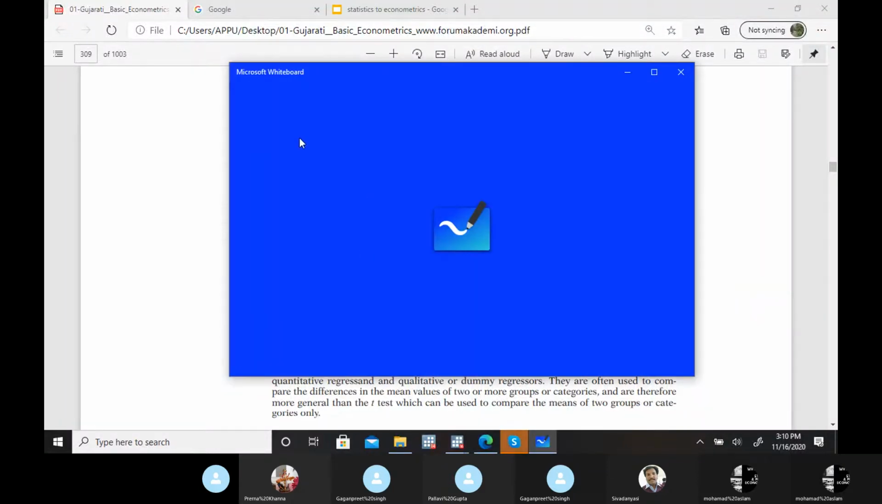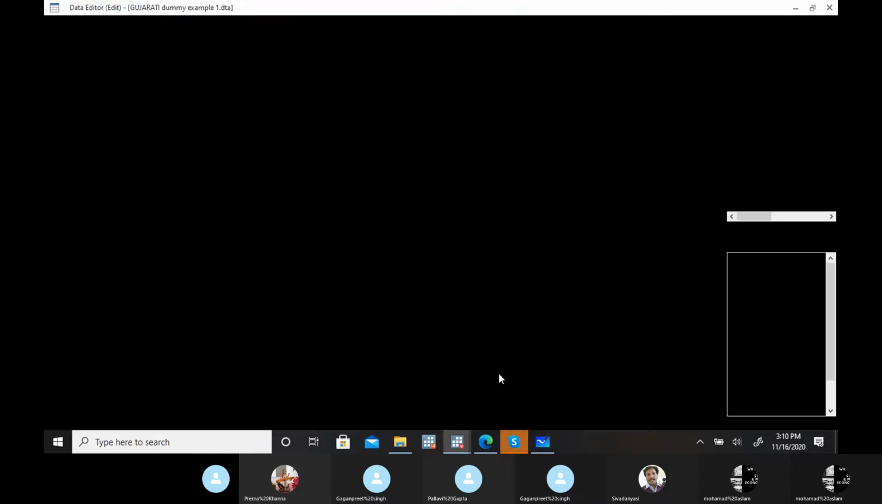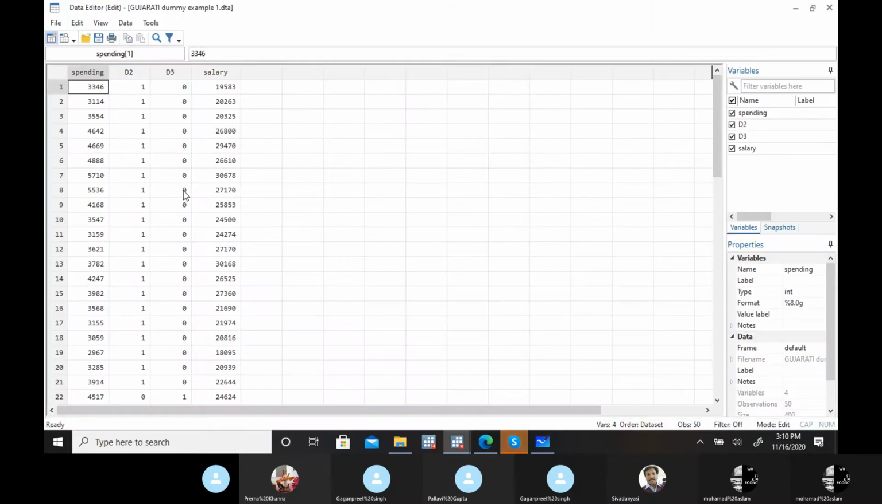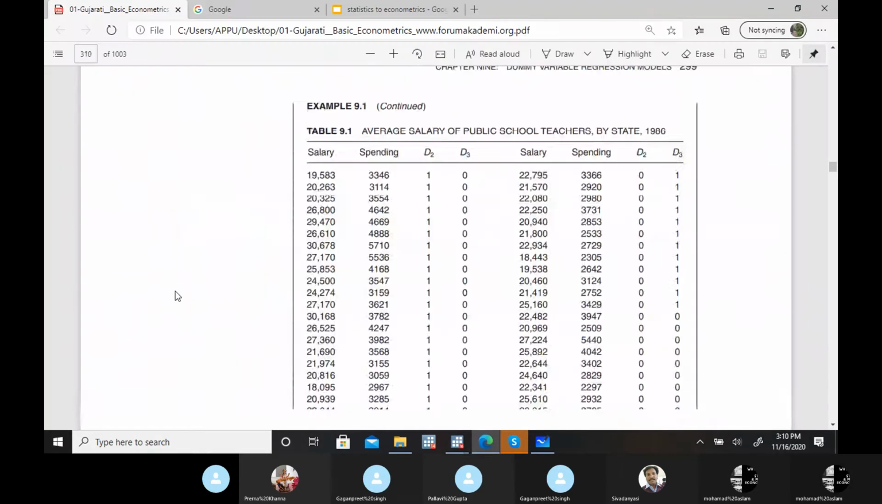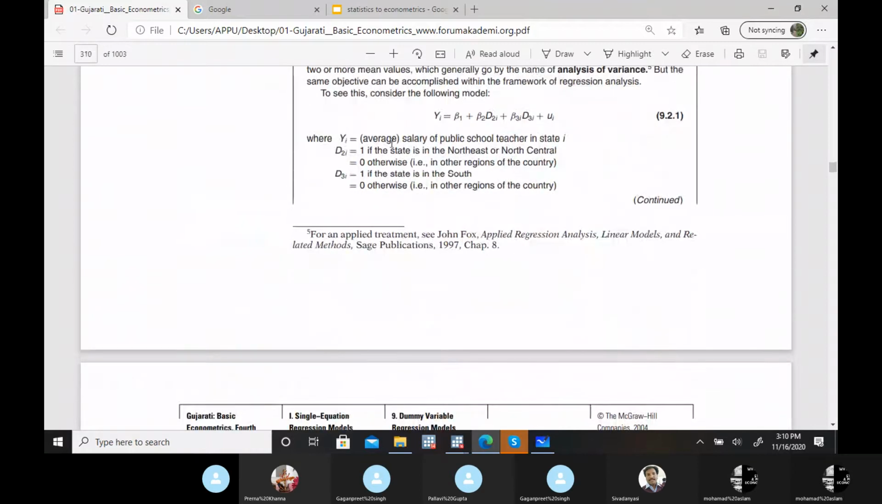Okay, so now look at the data here. Salary is our dependent variable, and D2 and D3. Now, what are D2 and D3? I took this example from here. D2 is: if the state is in the northeast and north central, then 1, otherwise 0. And D3 is if the state is in the south. So what will be the remaining? West, the third category.